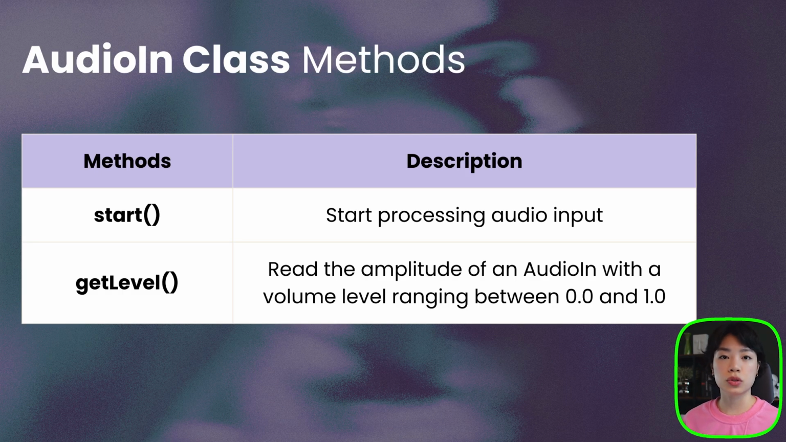Before we start making the audio visualizer, let's quickly look at how the AudioIn object works. We'll be using a total of two methods, the start method and the getLevel method. The start method is to start the audio in, so to get the audio input from the microphone. And then getLevel is a method where once the microphone is turned on, we can get the volume or the amplitude from the microphone.